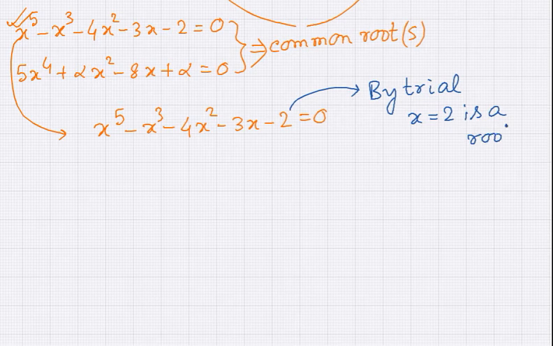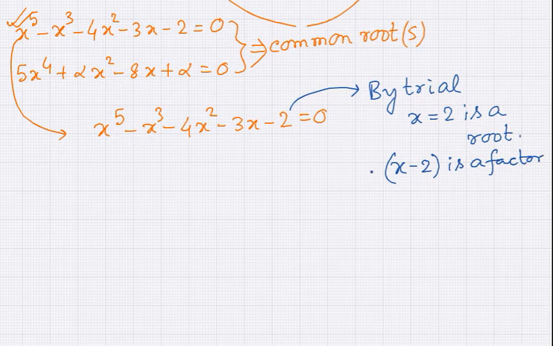By trial we can quickly derive it, because on putting x equal to 2 here, we get 32, this is 8, this is 16, this is 6, and this is 2. So these get added to give us 32, and this is 32, so they cancel out. So by trial we have got x equal to 2 is a root. That means x minus 2 is a factor. That's for sure: x equal to 2 is a root, which implies x minus 2 is a factor.